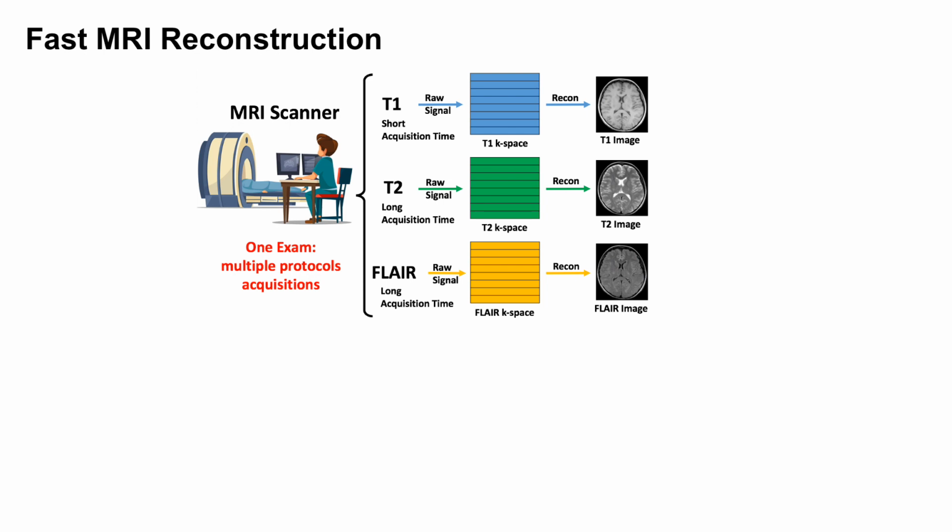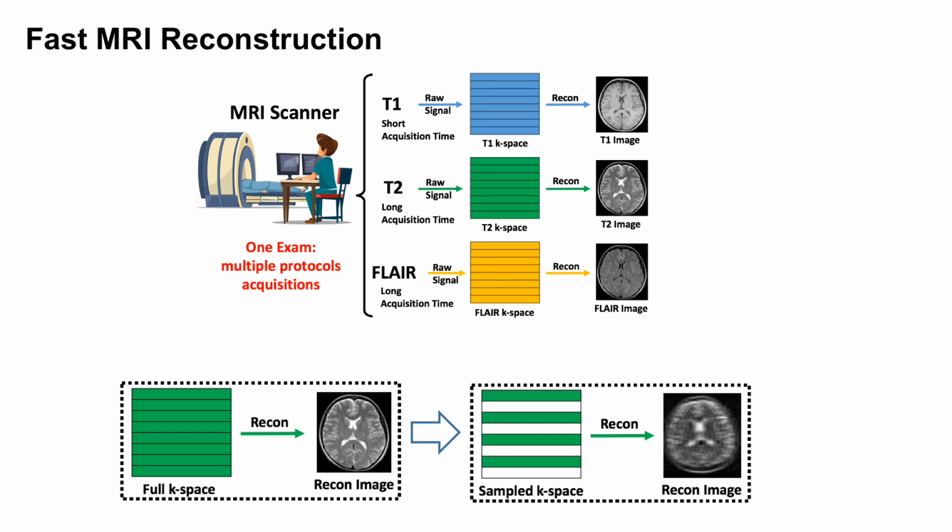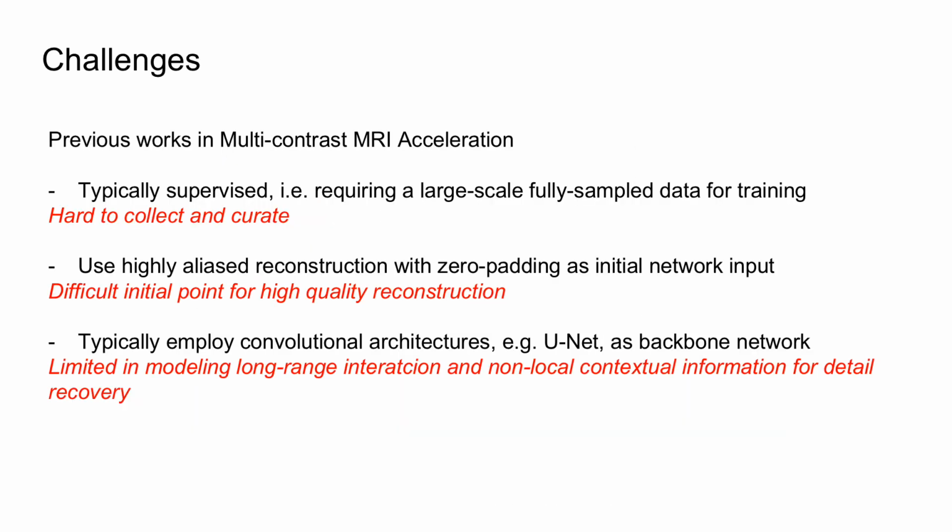Fast MRI, by reducing k-space sampling, is commonly applied to accelerate the protocol that requires long acquisition time. However, reducing the k-space sampling degrades the reconstruction quality with structural and non-local artifacts as shown here. There is much previous work on using deep learning for multi-contrast MRI acceleration.